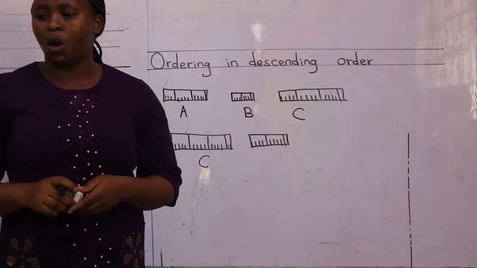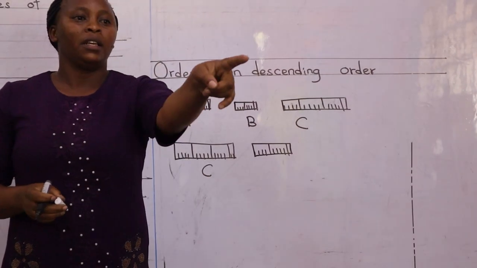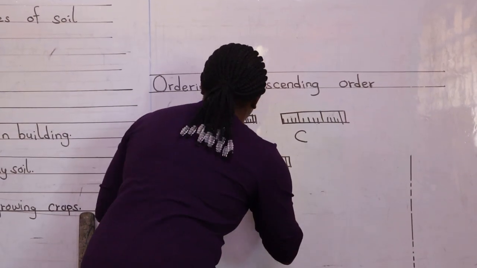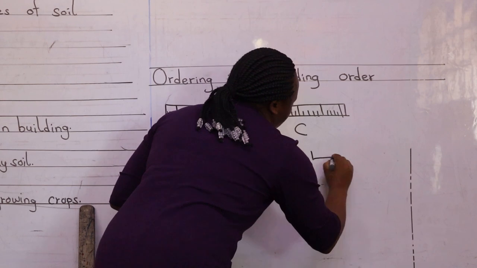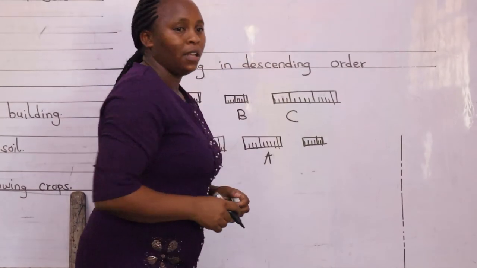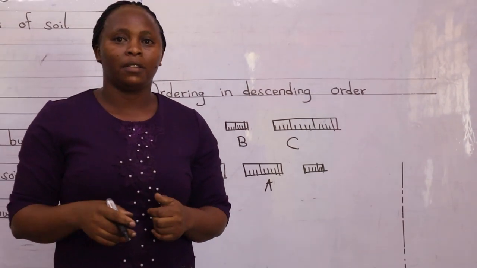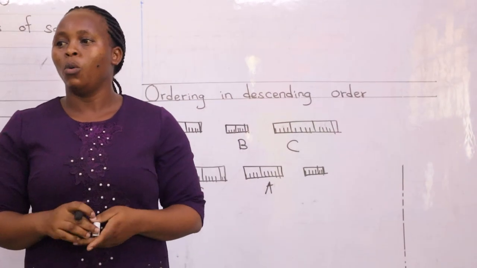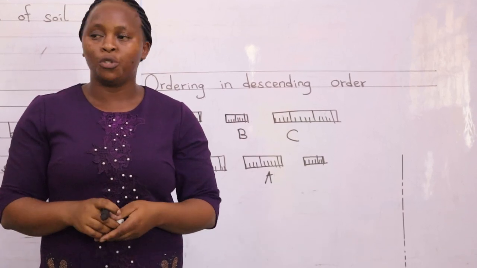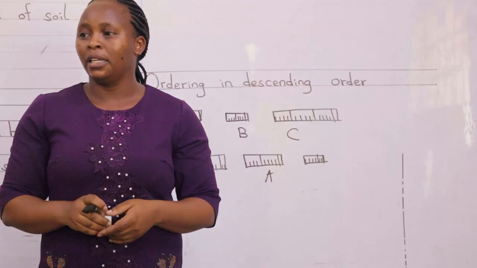The smallest now. The smallest. Chebon. And the smallest one is B. I've seen that most of you have understood what we have learned. So when I give you an exercise to do, I believe you'll be able to do it. Are we together, children? Yes.